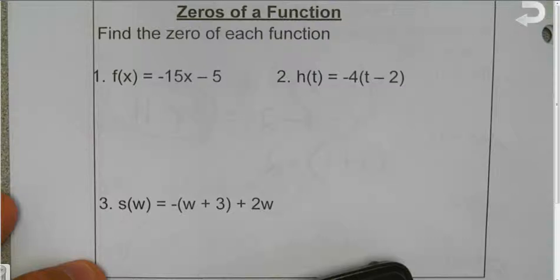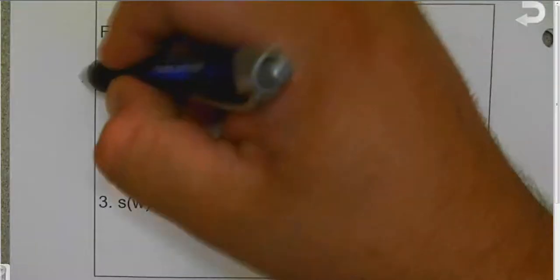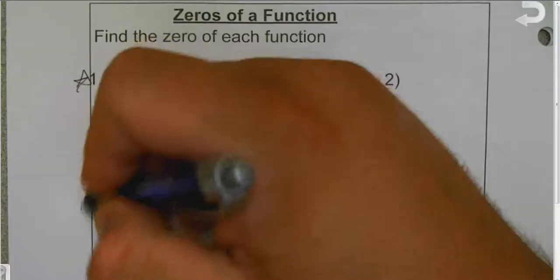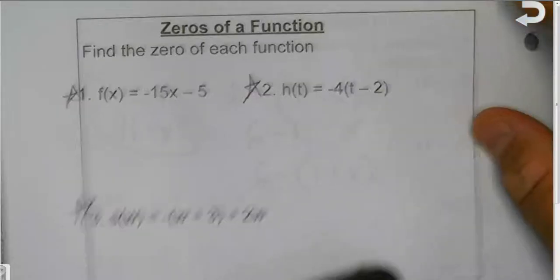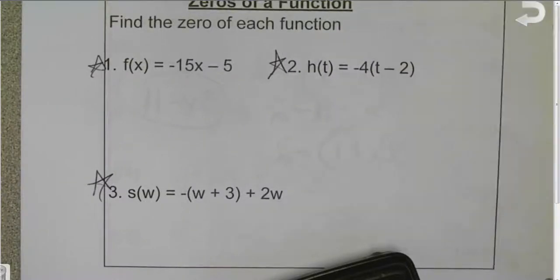So your last bit of homework is to do these three. Find the 0. Set the equation equal to 0 and solve. And we will go over these in class tomorrow.